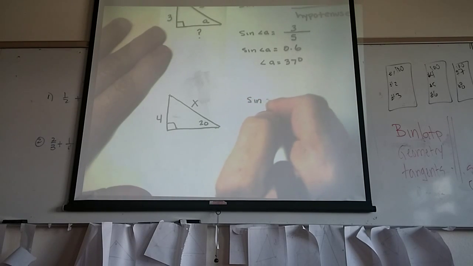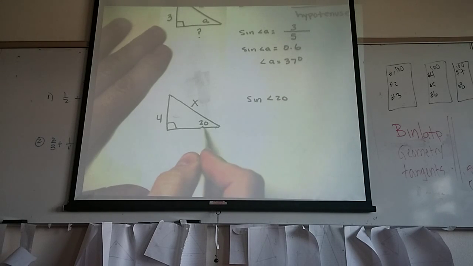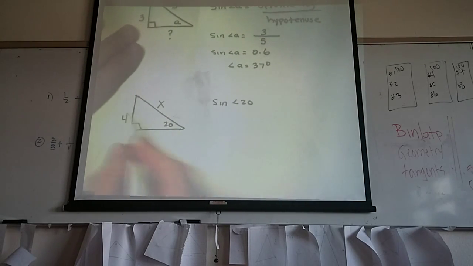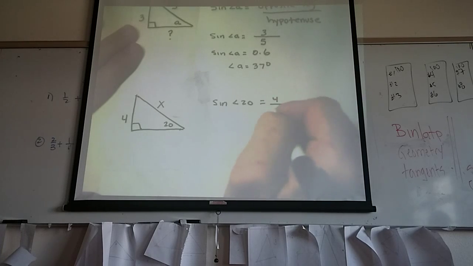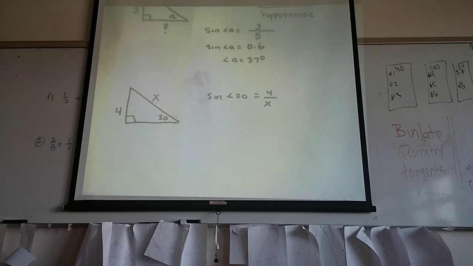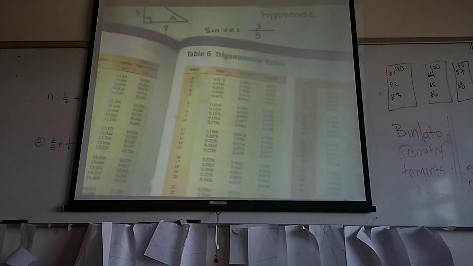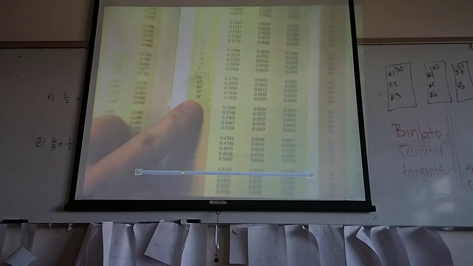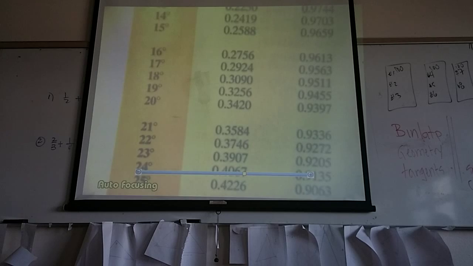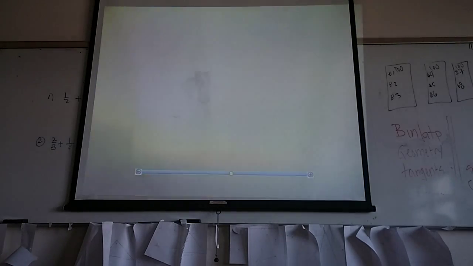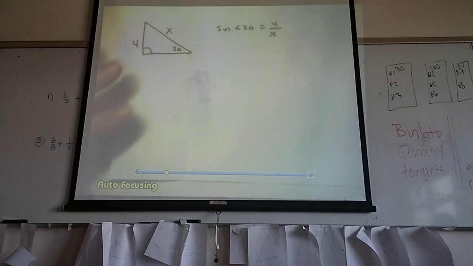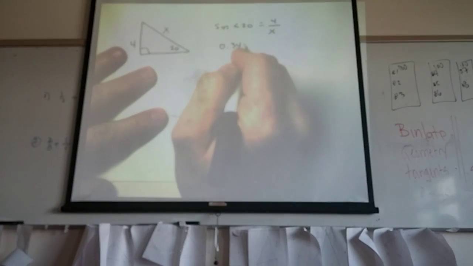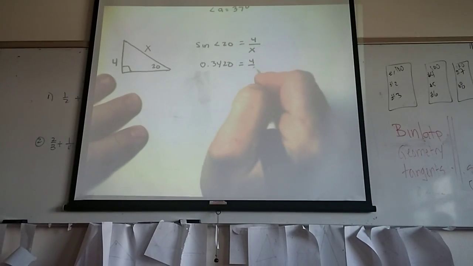So I'm going to say sine of angle 20, and I'm going to put 20 because I'm given 20, is opposite over hypotenuse. Now I look on page 769 for the sine of 20 degrees, and again, I go down to 20 degrees here, and I look for the sine, and it is 0.3420. Now I can say 0.3420, the sine of 20 degrees, equals 4 over x.